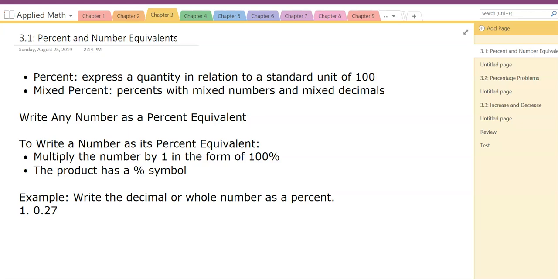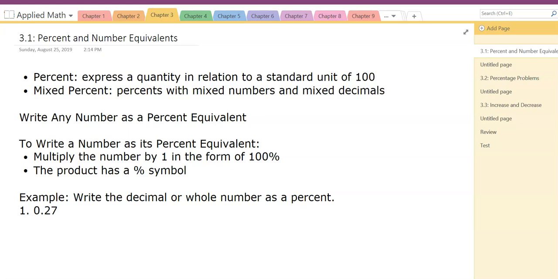A mixed percent would be numbers that have a whole number piece and a decimal piece. Just like we saw with fractions with a whole and a fraction piece, we can have the same thing happen with percentages. In order to write any number as a percent equivalent, you take the number times 100, and that's going to get it to move to a percentage. A lot of times those will look like decimals, but you can also have whole numbers included in there too. So percentages can go over 100%. Most of the time when you're dealing with a percent, it's out of 100, so it's not super common for it to go over 100%, but it can happen. And you're going to want to make sure that your answer has that percent symbol.